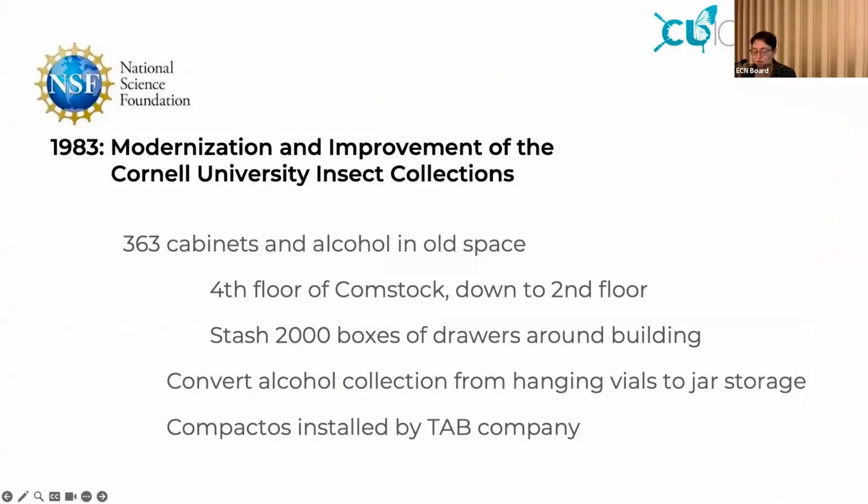For that particular move, 363 cabinets had to be moved 2 floors. During that time, 2,000 boxes of drawers were squirreled away around the entire building. It was filling up people's offices, it was through the hallways. You do what you got to do, as long as you know where everything is, you can put it back. And a part of this collection move was also converting the alcohols from hanging vials in these really precarious situations to vials in jar storage, which is where they are right now.